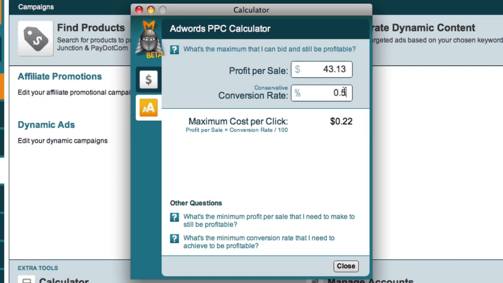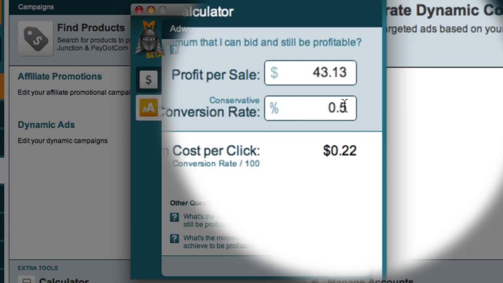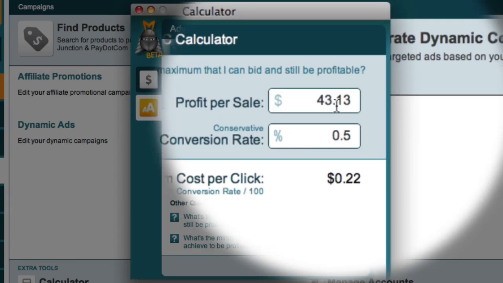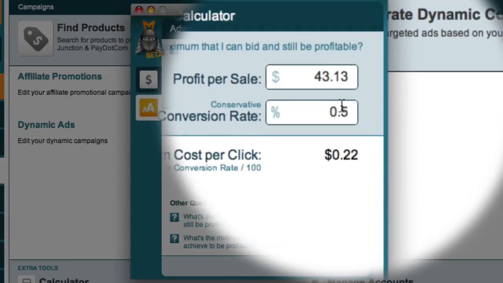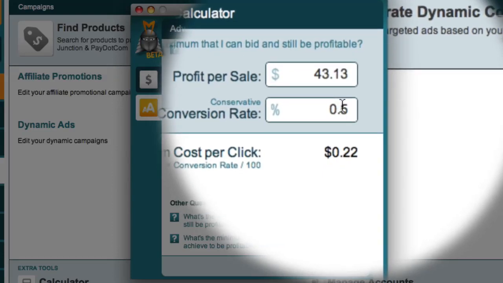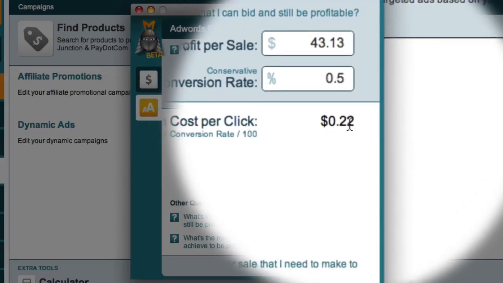Once you've sent a few hundred visitors through to a website, you can usually use your tracking and sales data to calculate a more accurate value for the conversion rate of a website. Now, with a product that pays me $43.13 per sale and using a conservative conversion rate of 0.5%, the Adwords Calculator shows me that the maximum I should bid to ensure that I at least break even is 22 cents.